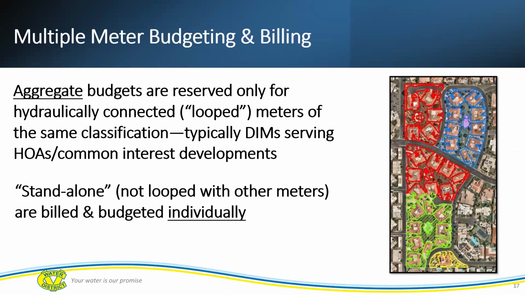And now, how do we know if meters are looped? Well, it's boots on the ground. Confirmation requires that we go out there, turn things on and off, and hopefully with the help of landscape maintenance on site. And when our meter surveys reveal that meters are not hydraulically looped, but they're getting an aggregate budget, we change that billing. And those standalone meters are going to be billed and budgeted individually based on the amount of landscape area they alone serve. Next slide, please.